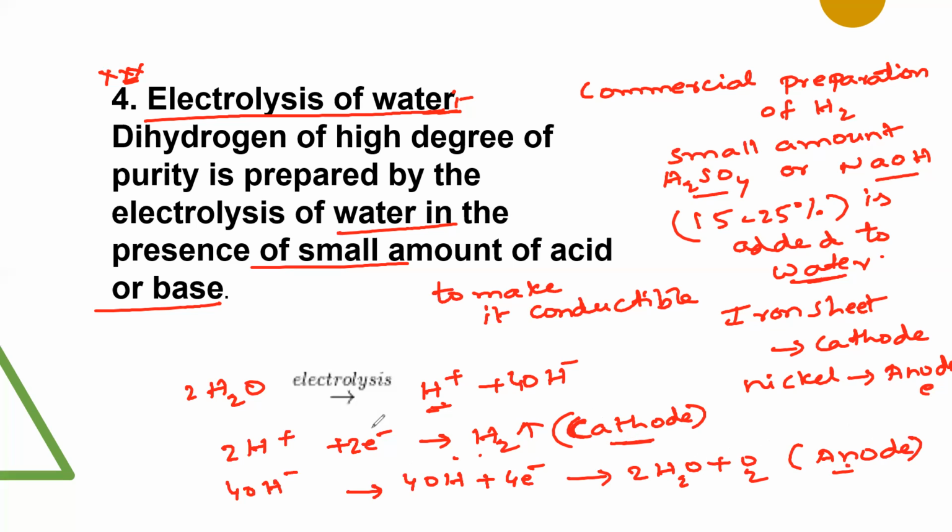So this is called the commercial preparation of hydrogen gas, that is dihydrogen, by the electrolysis of water. This is very, very important. Dihydrogen of a high degree of purity is prepared by the electrolysis of water in the presence of a small amount of acid or base.